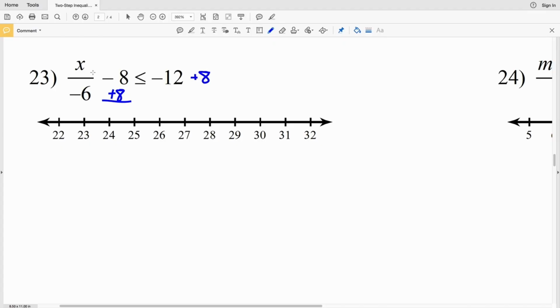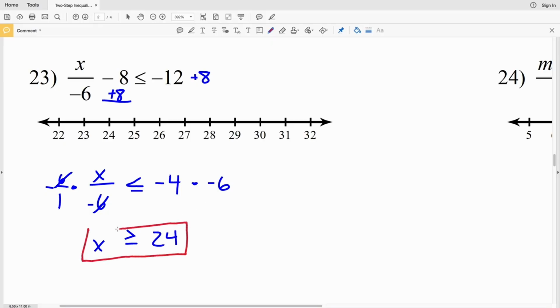For number 23, we're going to start by adding an 8 to both sides. When we do that, the x over negative 6 will be left on the left-hand side, and on the right-hand side, we'll have a negative 4. Then we'll multiply by negative 6 over 1, which is the same as multiplying by a negative 6. That will leave us with x on the left-hand side, and since we multiply by a negative, we're going to have to switch the inequality. So x is going to be now greater than or equal to a positive 24. Circle the 24, fill that circle in since x can be equal to 24, and then we're going to shade everything to the right.